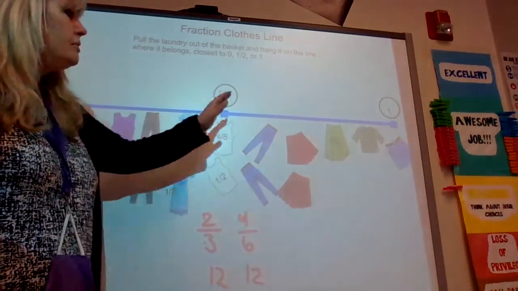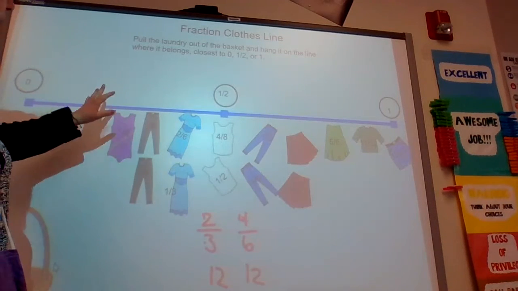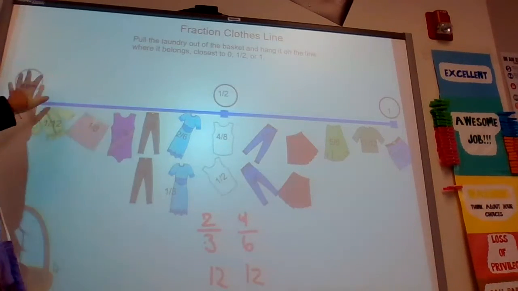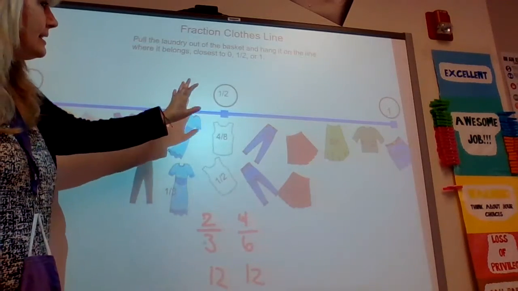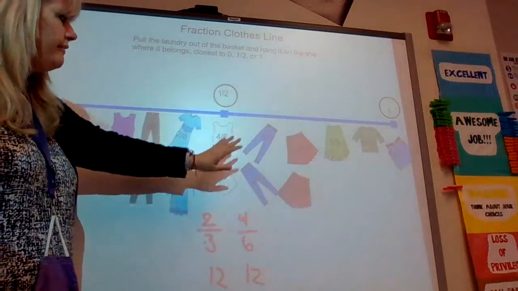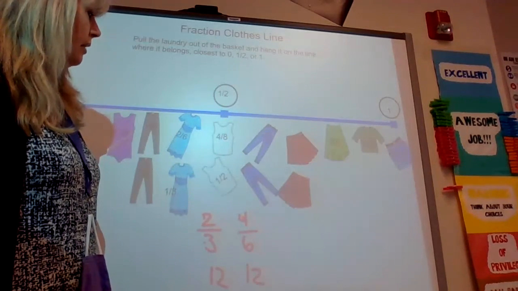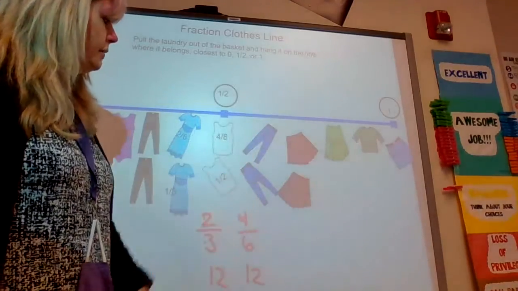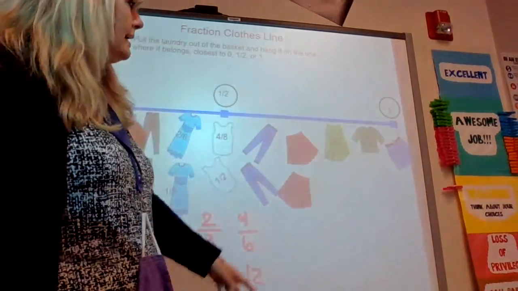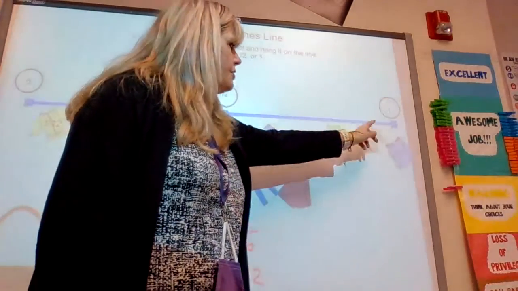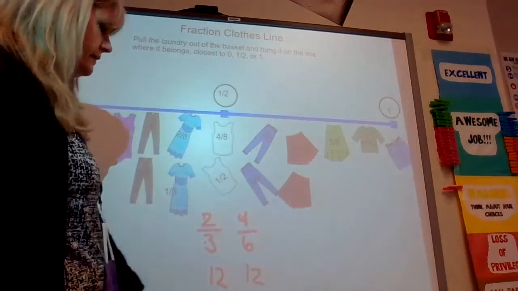So here's our close on the number line. We can tell that 1/12, 1/8, 1/6 are all probably closer to 0. 1/4, 2/6 are closer to the half. Of course, 4/8 is equivalent to 1/2. 2/3 is equivalent to 4/6. 3/4 is equivalent to 6/8. Then 5/6, 11/12, and 12/12.